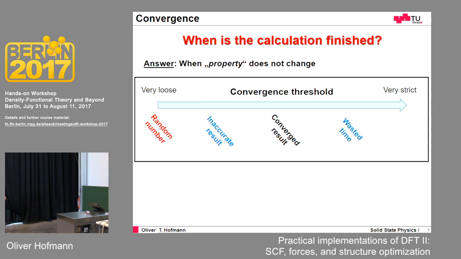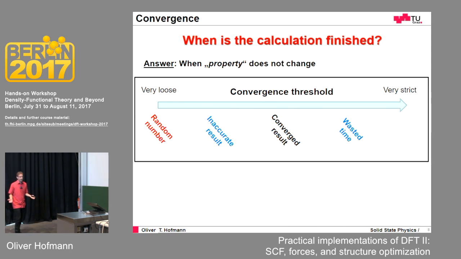You could, of course, also over-converge your result. That is, from a theoretical perspective, very nice. But in practice, a computation costs money. It's something on the order of 1 cent per CPU hour or so. And actually, you're wasting money if you go too strictly. Right? You need to do too many iterations, and the calculation takes maybe twice as long.